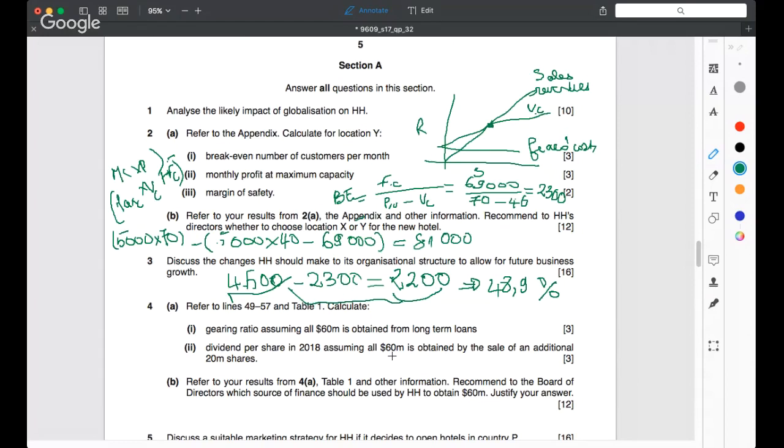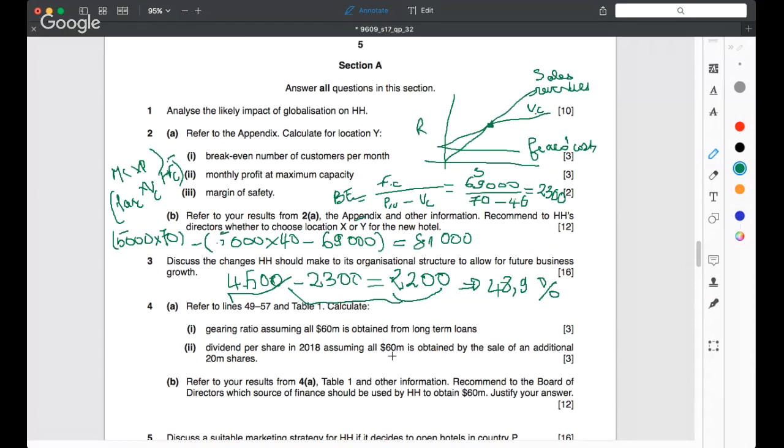Business unit structure allows specialist managers to focus on different needs of business divisions and might lead to rivalry. Matrix structure improves communication between departments, allowing better decisions to be made, but how to bring this into line with existing structure. Exactly. So we go further and refer for question 4A1. Refer to line 49 to 57, and also they will calculate gearing ratio assuming all 60 million is obtained from long-term loans. Let's go.